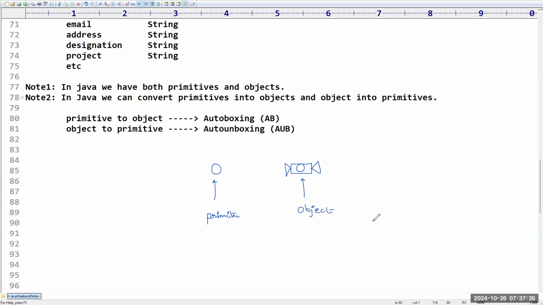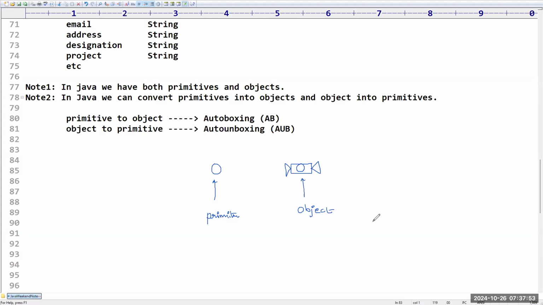So we have two natures in programming. One is primitive, another one is objects. Two very important tools that we have. Sir, when can we go for primitive, and when can we go for object?